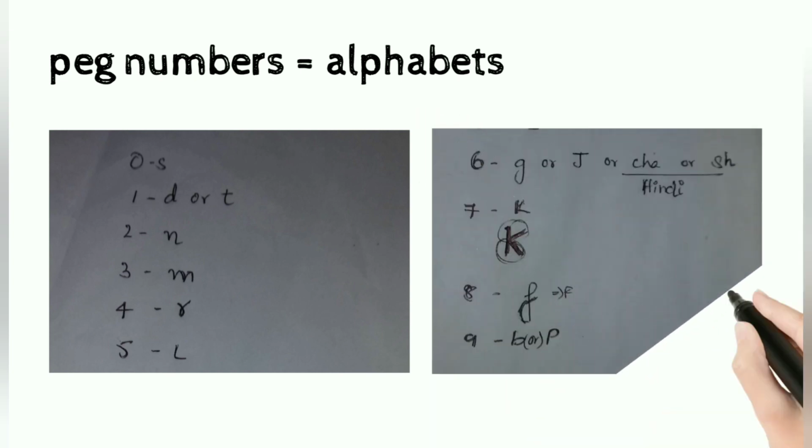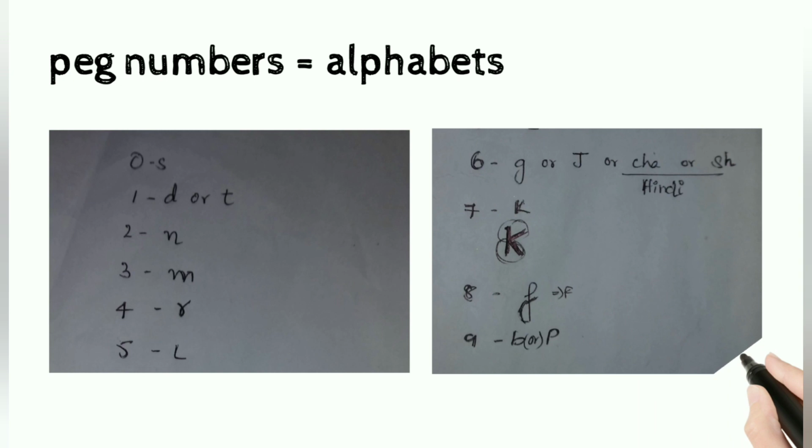The number 6 corresponds to G, J, and the Hindi letters Ch and J. The number 7 corresponds to the letter K. When you write K in the capital form, the number 7 appears in the upper and the lower part. And the number 8 corresponds to F. The shape of F is just similar to the cursive F letter. And the number 9 corresponds to B or P in the inverted form.